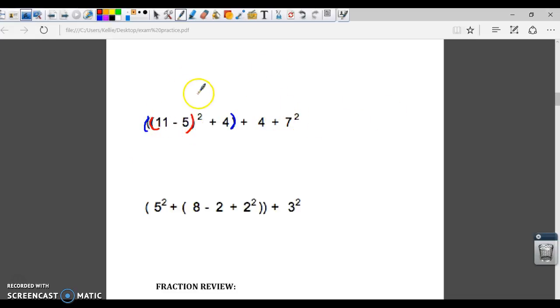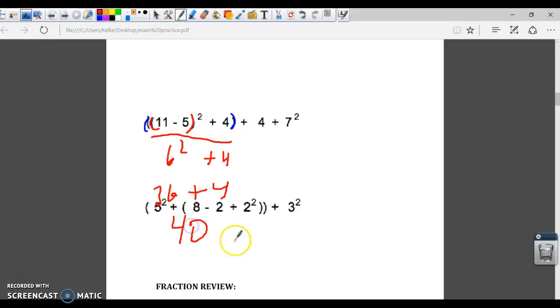5, 6, 7, 8, 9, 10, 11. So that's 6 squared plus 4. We'll take care of this parentheses. We'll take care of all this. 6 times 6 is 36 plus 4. That's where that 40 came from. Check. Bring down everything else.